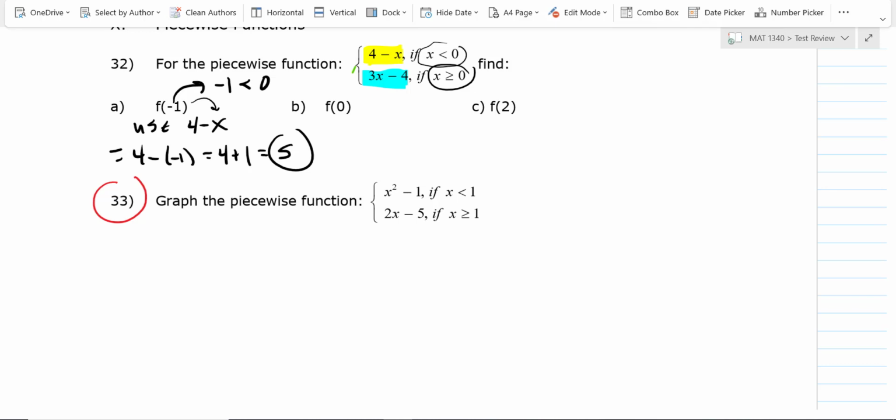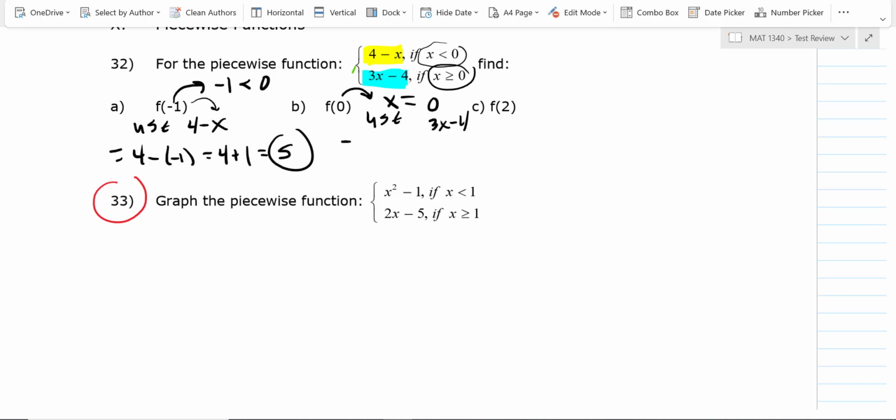All right, so this one is x equals 0. Now notice there's two pieces. One of them said less than 0. The other one said x greater than or equal to 0. Which one do I use? 4 minus x or 3x minus 4? Yes, because it says if x is equal to 0, that's what we use. So we use 3x minus 4.